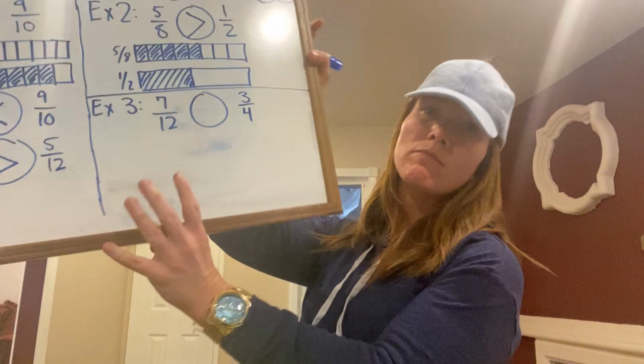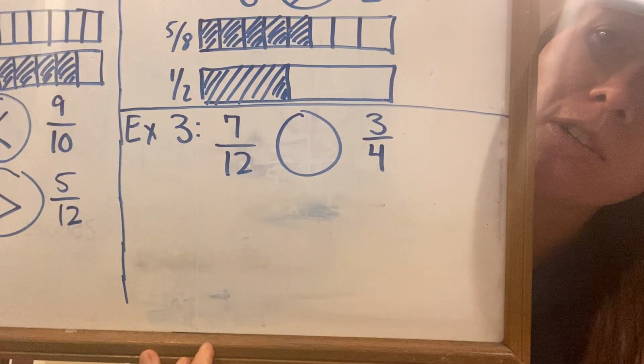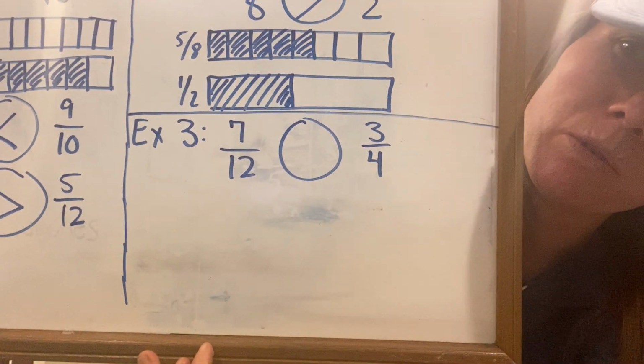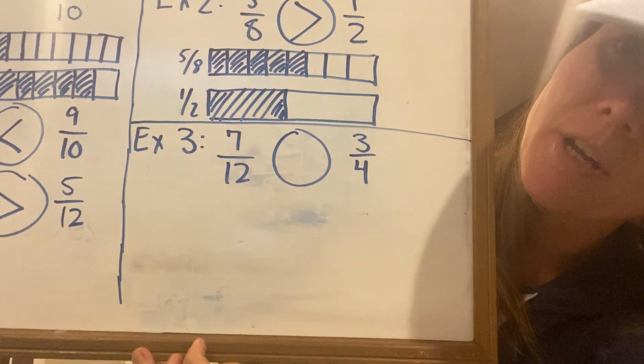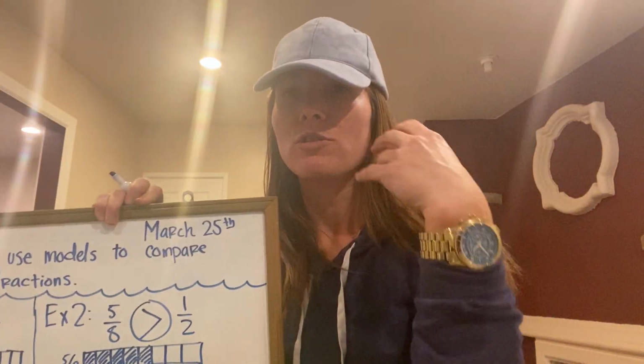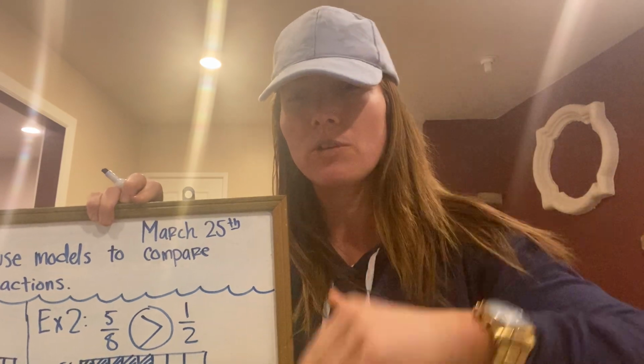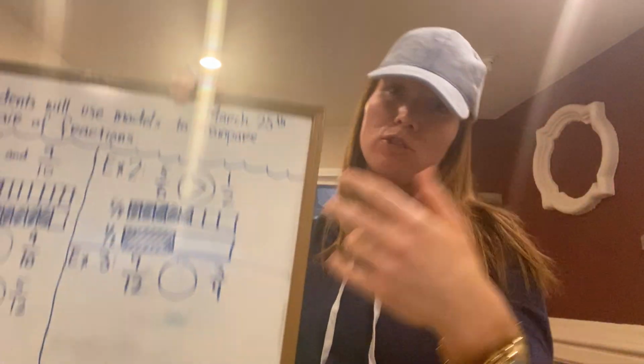7/12 and 3/4. Here we go. Is 7/12 greater than, less than, or equal to 3/4? So again, step 1, we draw 2 rectangles stacked above and below each other. And then we've got to shade in the parts to figure it out. So let me do that for you real quick.